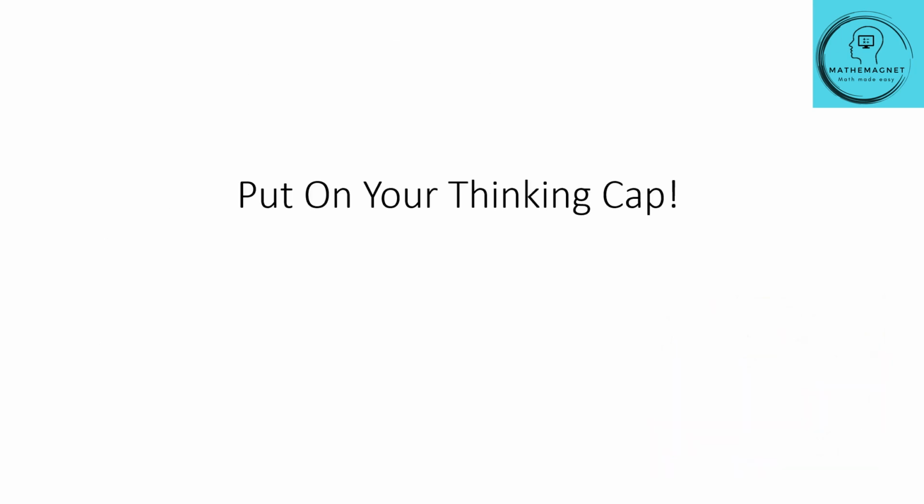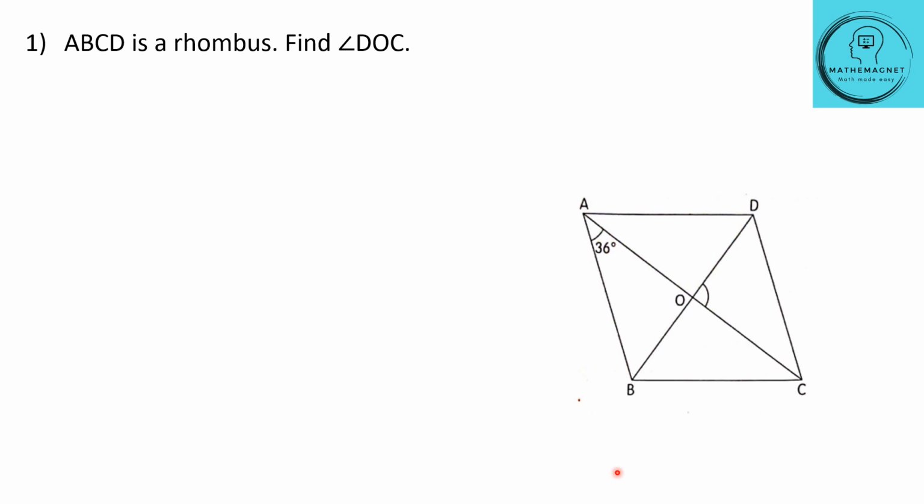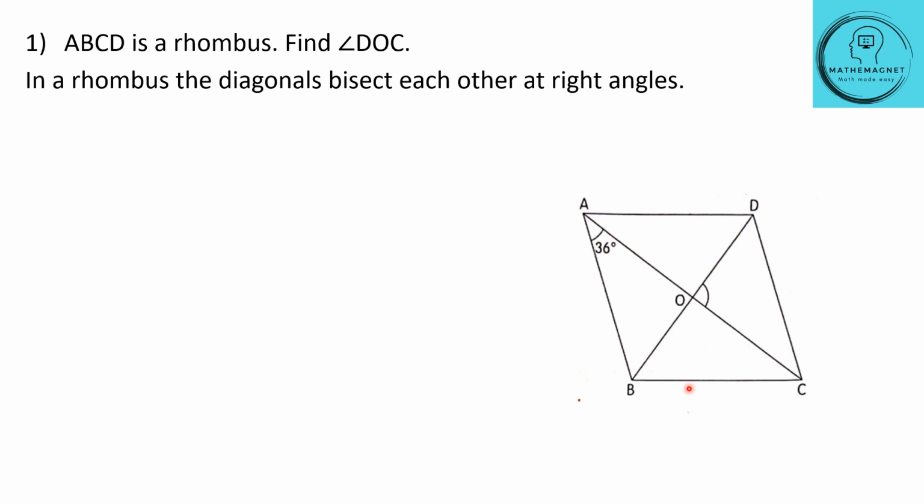Now let's all put on a thinking cap and solve these little tricky questions. Question 1. ABCD is a rhombus. Find angle DOC. This is the rhombus given. One of the properties of a rhombus is the diagonals of a rhombus bisect each other at 90 degrees. So angle DOC will be equal to 90 degrees.